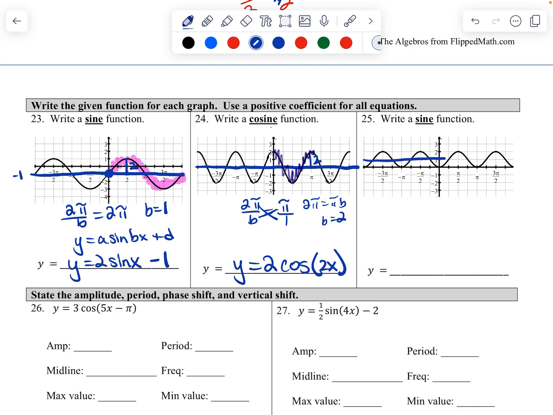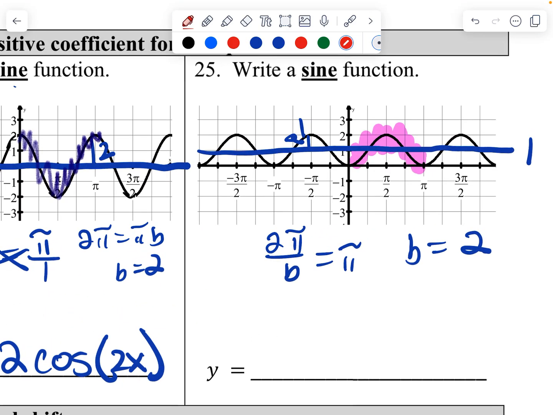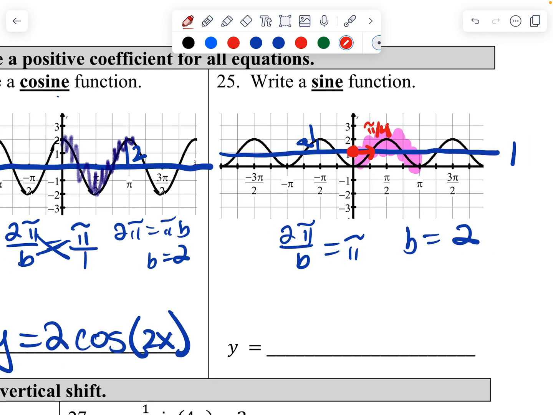And here's the sine. So our midline is at 1. Our amplitude is 1. And let's see, what is that period? So here to here, there's a period length. So 2 pi over b equals pi. So again, b equals 2. But sine usually starts in the center. So this is 1. Sine usually starts here, but it shifted over. So it shifted over pi over 4.